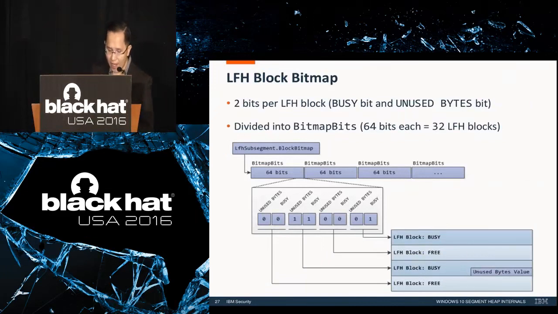Focusing on the LFH block bitmap, each LFH block in the subsegment is represented by 2 bits in the block bitmap. The first bit is the busy bit, and the other bit is the unused bytes bit. If the unused bytes bit is set, it means that there's a difference between the requested allocation size and the total block size, which happens due to the alignment to whatever the allocation granularity is. The difference is stored in the last two bytes of the LFH block. Also, the LFH block bitmap is divided into 64-bit chunks, which I call the bitmap bits, and each of these represents 32 LFH blocks.